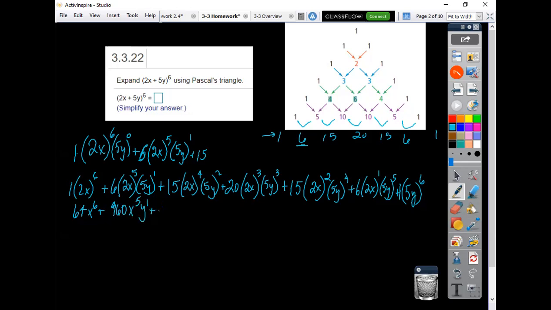On the next one, you've got that 15. Let's see, 2 to the 4th is 16, so 15 times 16 times 5 squared, which is 25. That's 6,000, and there's x to the 4th, y to the 2nd. Anyway, you keep going with that all the way down till you get to the end. The 5 to the 6th would be 15,625, y to the 6th. And that's a long problem with Pascal's triangle, but even longer to do the whole thing just by hand.